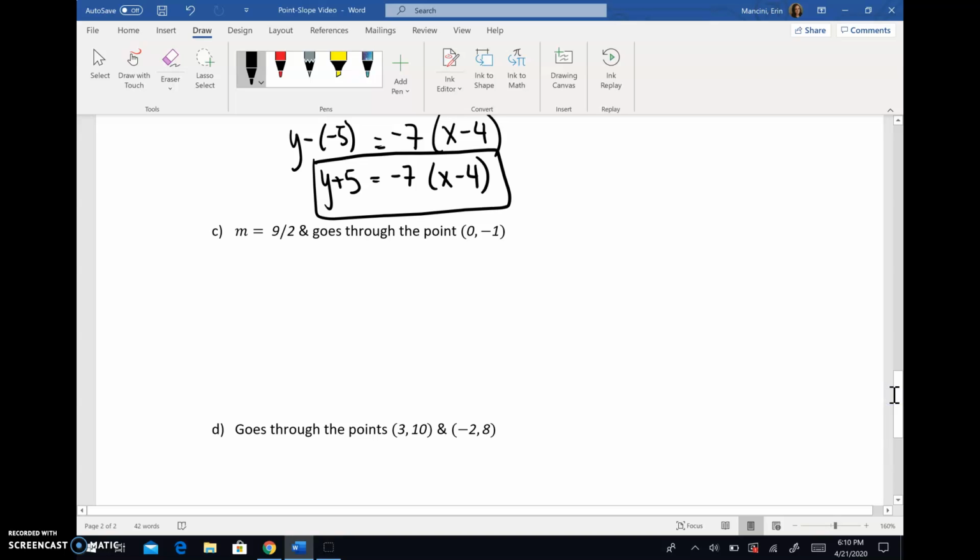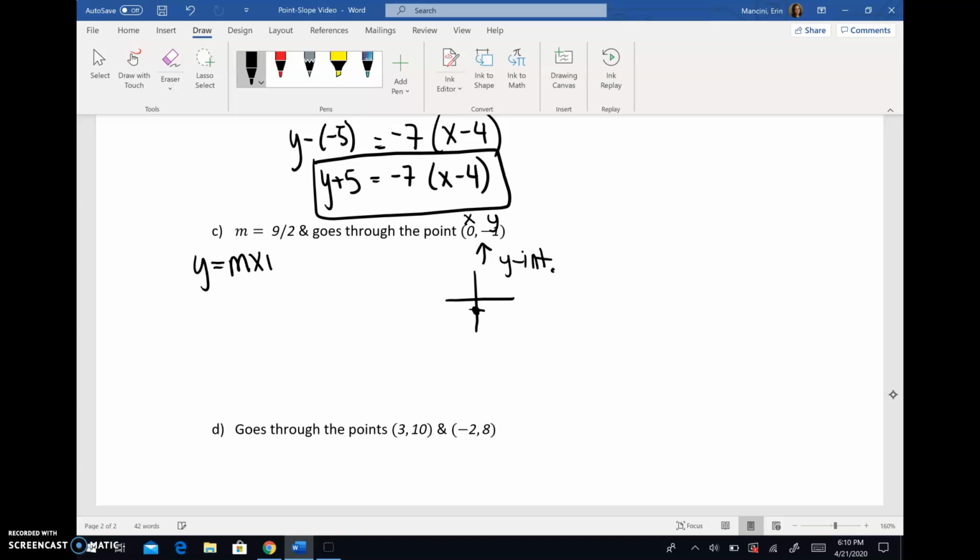Now you have a slope of 9/2 and it's going through the point (0, -1). So you can actually do this one in 2 different ways. If you recognize that (0, -1) on a graph, 0 is your x coordinate, -1 is your y coordinate, that would be right here. That actually is your y-intercept, just written in a different way. So you could write it in y equals mx plus b form by plugging in 9/2 for your slope and -1 for your y-intercept.